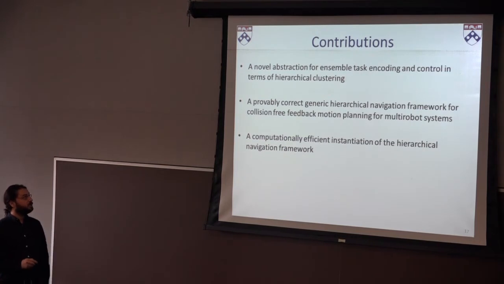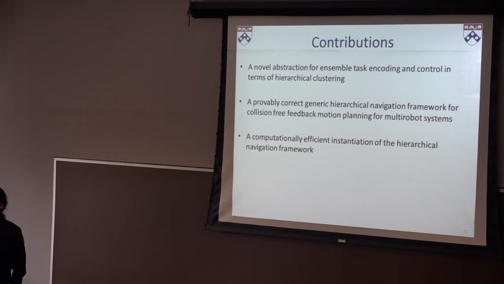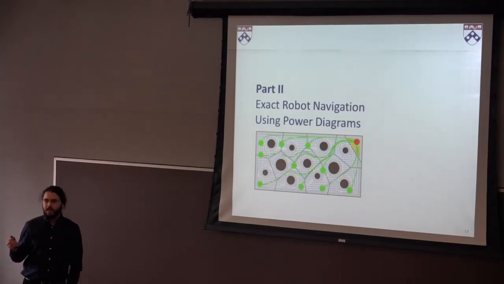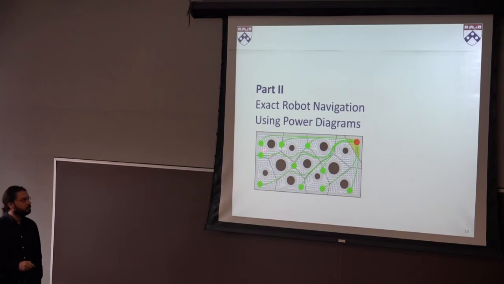So in summary, we propose a novel abstraction, a fresh perspective for ensemble task encoding and control in terms of hierarchical clustering. And we propose a provably correct generalized framework for collision-free navigation of multi-agent systems. And we demonstrate a computationally efficient instance of this framework. There are many freedoms here; depending on the application, you can replace any components. So if you are okay with the first part, I will continue with the second part.